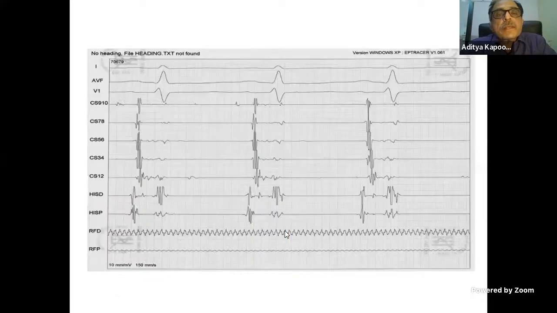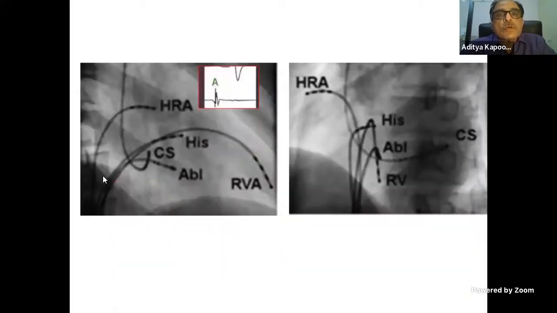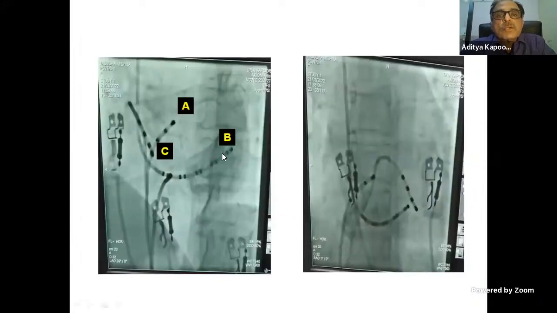This is how the A in the coronary sinus looks. And this is the standard format of an EP tracing. The first 3 are the ECG leads: lead 1, aVF and V1 are displayed here. The rest are the channels: CS 9, 10, 7, 8, 5, 6. So 9, 10 is proximal, going from proximal to distal. Conventionally, we place it like this in our lab, though of course it can vary. CS 1, 2 is the distal pole, and 9, 10 is proximal, which is the CS os.